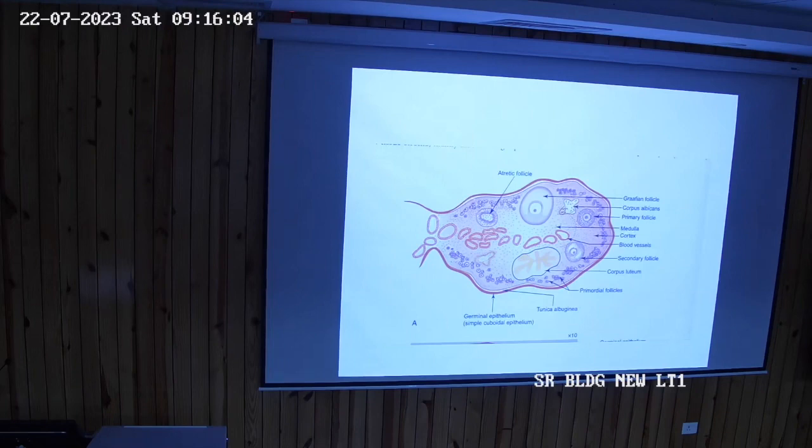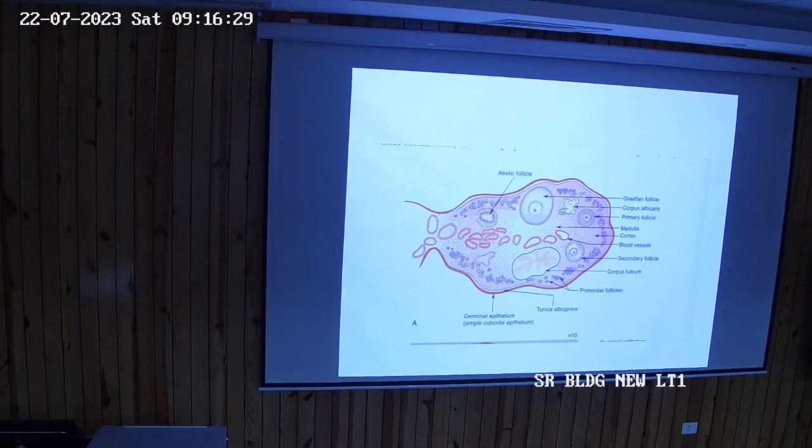The primordial follicles, under the influence of FSH, follicle stimulating hormone, enlarge in size on stimulation by the secretion of FSH, and this is called the primary oocyte.